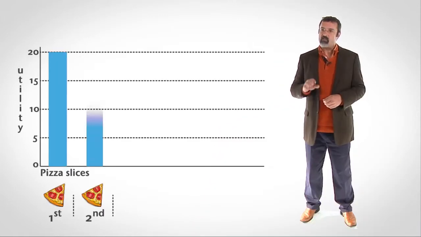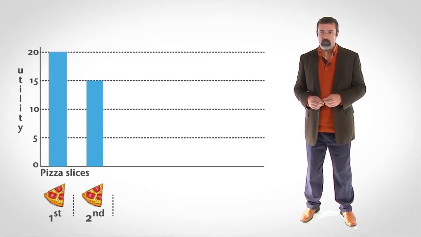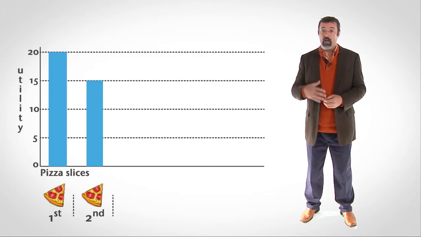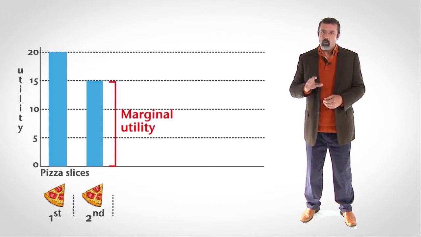Having a slice of pizza was a good idea, so you have a second slice of pizza. The second slice also gives you a large amount of utility, but not as much as the first slice gave you. The second slice of pizza gives you less utility than the first, not because it's different from the first, but because you are different. You've already had one slice of pizza, and so you aren't as hungry as you were before you had the first slice. Because you aren't as hungry, the marginal utility of the second slice of pizza is less than the marginal utility of the first slice.